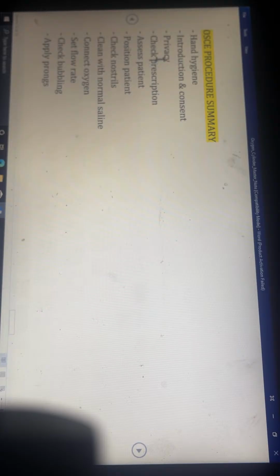So after that, you quickly check the doctor's prescription on the folder. You say it and you act it. I will check the prescription on the patient's folder and I will assess the patient. If it is breathing very well, check vital signs. That you will say because of time, you won't act it because you are here to do oxygen administration.